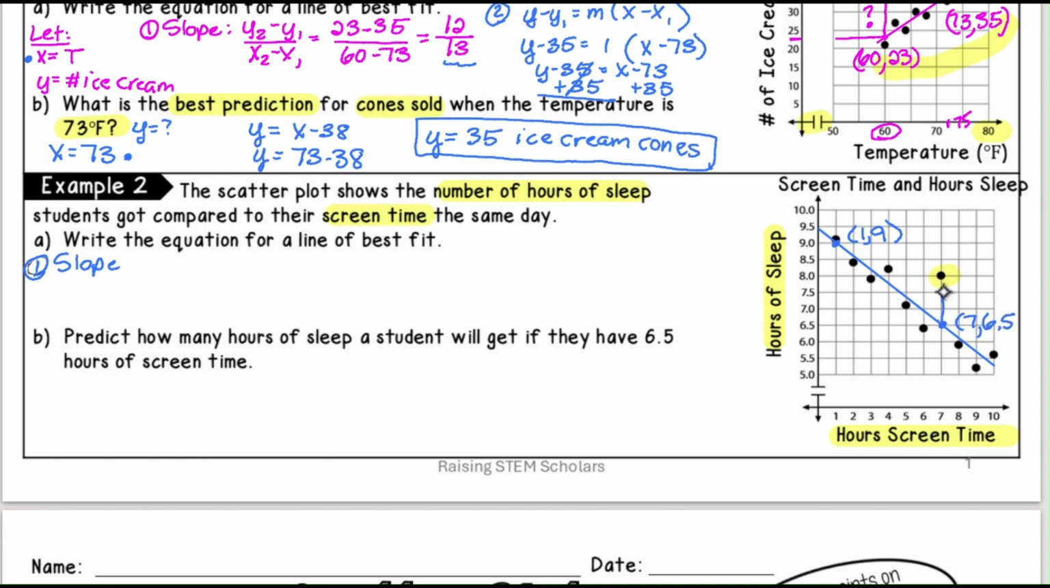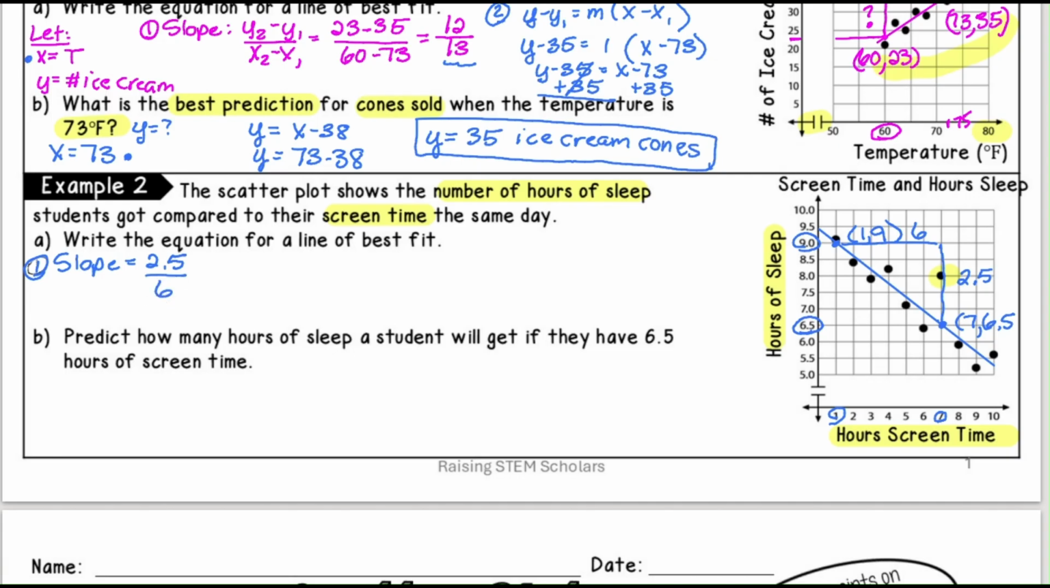So my rise is how much it goes up. It went from 6.5 to 9, so we know that it went up 2.5. And when it went over, it went from 7 to 1. So that's 6. So my slope looks like it's going to be something crazy like 2.5 over 6.